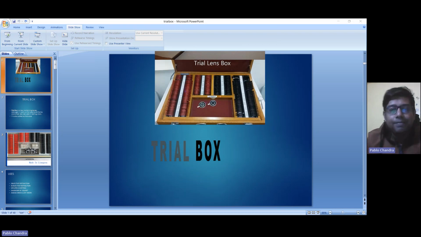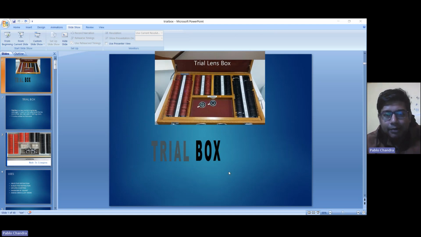Now, in the trial frame, I will tell you there are three to four components. The first component, which you can see over here, can hold a high-powered lens, whether a high plus lens or a high minus lens.